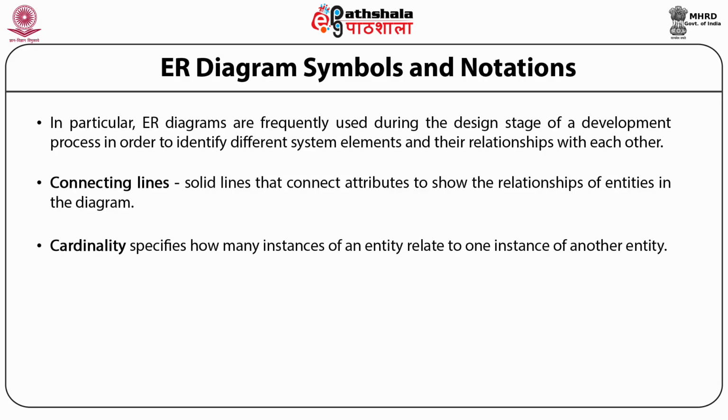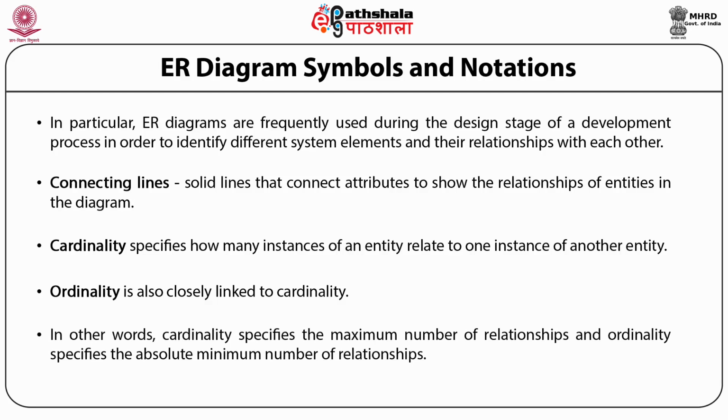Cardinality. This specifies how many instances of an entity relate to one another of another entity. Ordinality is also very closely linked to cardinality. While cardinality specifies occurrences of relationship, ordinality describes the relationship as either mandatory or optional. In other words, cardinality specifies the maximum number of relationships and ordinality specifies the absolute minimum number of relationships.